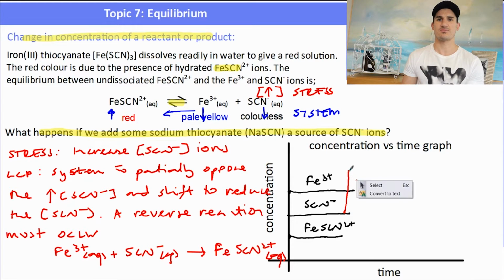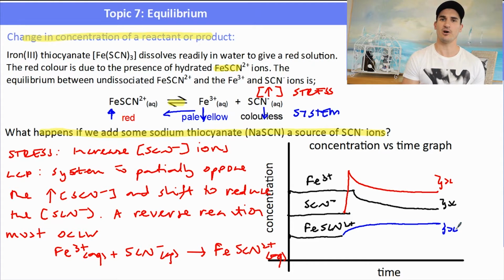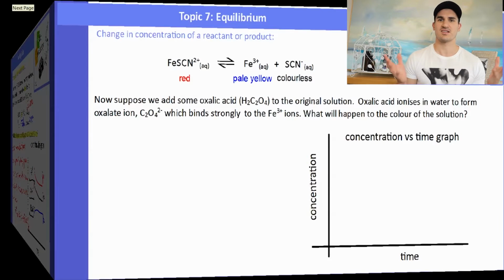Then what's going to happen, the system is going to try and shift to reduce the concentration of that SCN-, and it's going to reduce it by a factor of x because its coefficient was 1. It doesn't go right back down to where it started because it's only a partial opposition. Now if the SCN- starts to decrease, then Fe3+, because it's on the same side, must decrease as well. It's got no choice. The FeSCN2+ though, well, it's on the opposite side, so if the other two have gone down, then it must go up. And they've all changed by the same factor, in this case x.